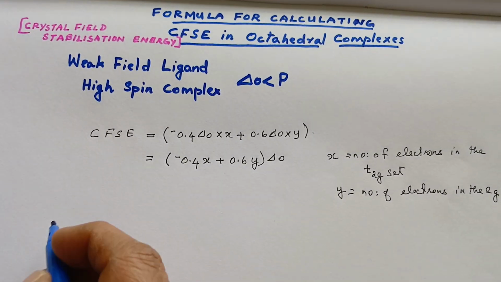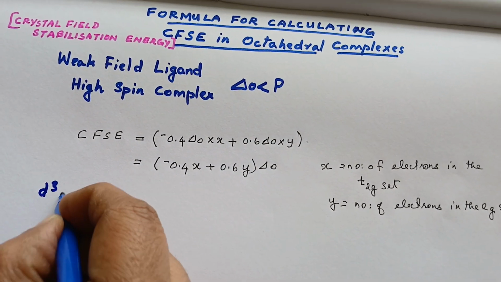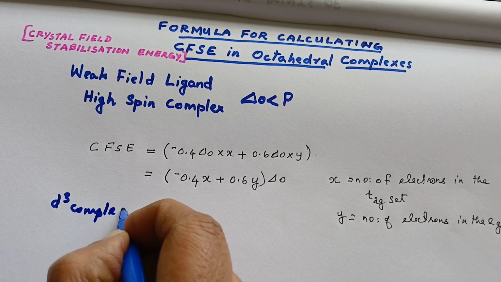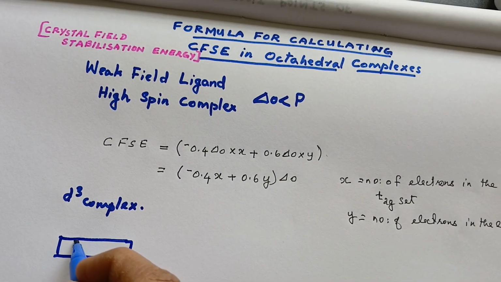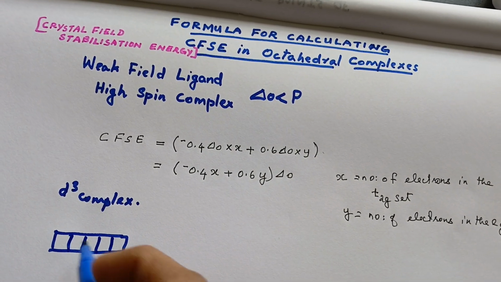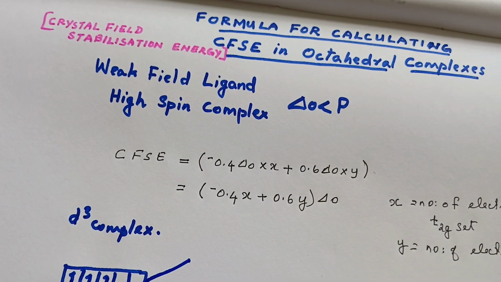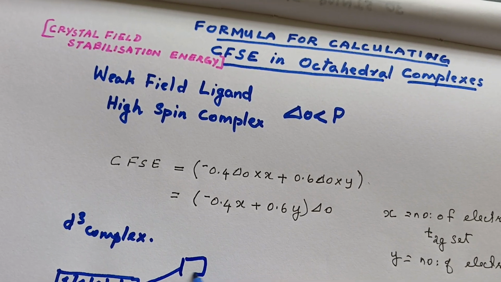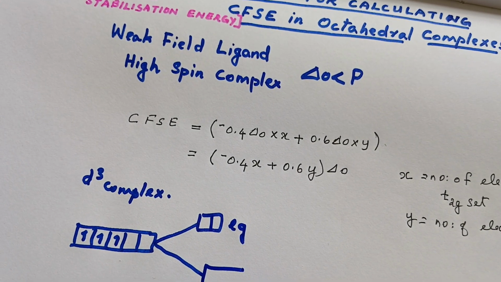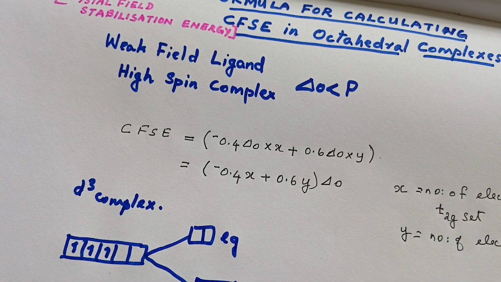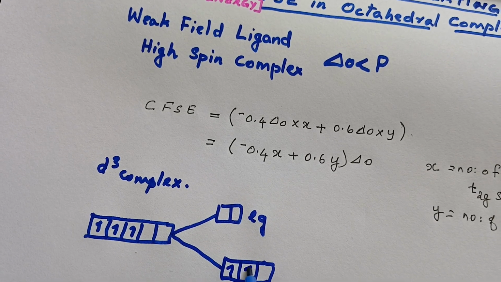Suppose we are asked to calculate the CFSE in a d3 complex. Let us draw the d orbitals. There are 3 electrons in it, and they are going to the higher level of EG and here T2G, where the 3 electrons are coming here, 1, 2, 3.